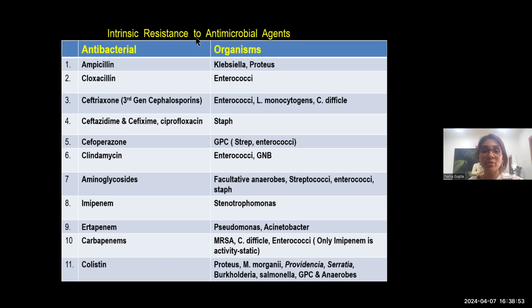It's important to remember that there are certain gaps in the spectrum of the antibiotics, including imipenem and the carbapenems, and ertapenem. They do not have activity against Pseudomonas and Acinetobacter, and the carbapenems do not cover MSSA, MRSA, or enterococci. So meropenem does not cover enterococci. Imipenem has activity against Enterococcus faecalis, but not against Enterococcus faecium.